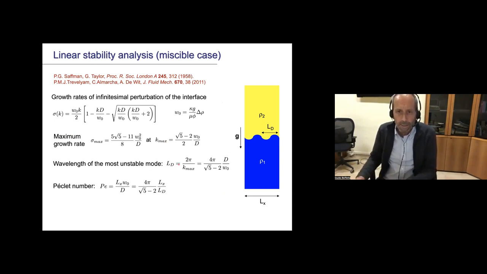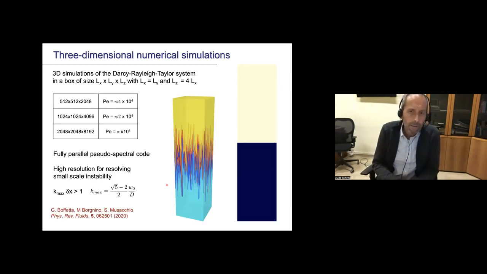Okay, so from the result, you see that the Peclet number can also be written as the ratio between the macroscopic scale and the instability scale, which is typically much smaller than the first one, so the Peclet number is large. We use direct numerical simulation, three-dimensional numerical simulation, to study the Darcy-Rayleigh-Taylor system with different Peclet numbers. In our case, it's pretty large. We use a fully parallel pseudospectral code.